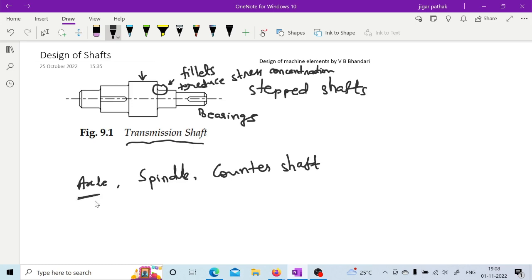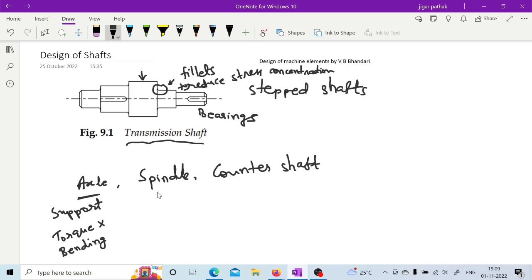An axle is generally used when it simply gives support to some rotating element. In that case it is not transmitting any torque, so only bending will take place in the axle. In our vehicles we sometimes have this kind of axle, which only supports the rotating wheels. An axle may even be steady and not rotating. Sometimes an axle may rotate, but sometimes you may find that it is a non-rotating element.